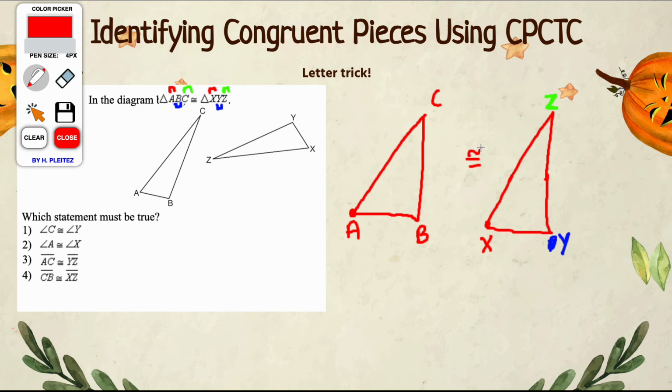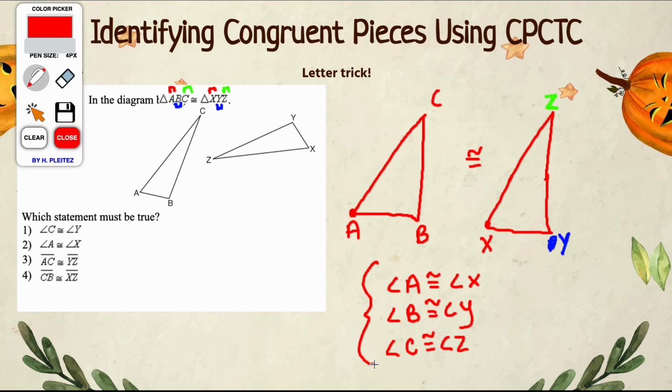So now that I have all of the corresponding sides and angles matched up, I can make a lot of conclusions, right? For example, I know that angle A is congruent to angle X because of CPCTC. I know angle B is congruent to Y because of CPCTC, and I know that C is congruent to Z because of CPCTC. So maybe we just want to write that out. Angle A is congruent to angle X, angle B is congruent to angle Y, and angle C is congruent to angle Z. Again, it's because I already know my triangles are congruent, and these are all pairs of corresponding angles, so those must be congruent as well.